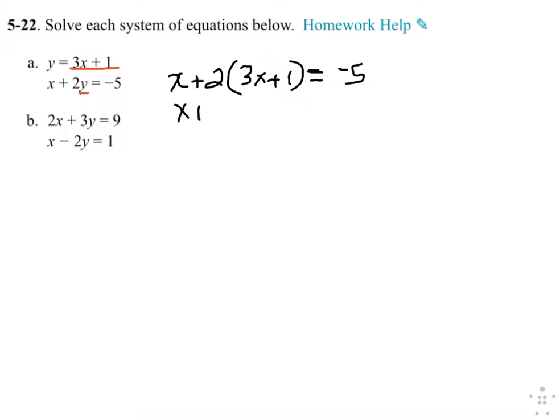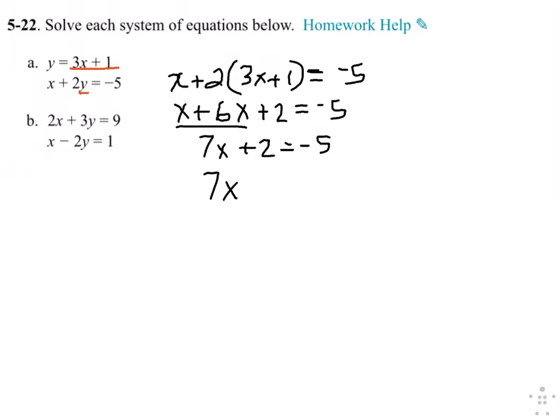So we distribute: x plus 2 times 3x is 6x, 2 times 1 is 2, equals negative 5. Combine like terms, 7x plus 2 equals negative 5. Subtract 2, 7x equals negative 7, x equals negative 1.